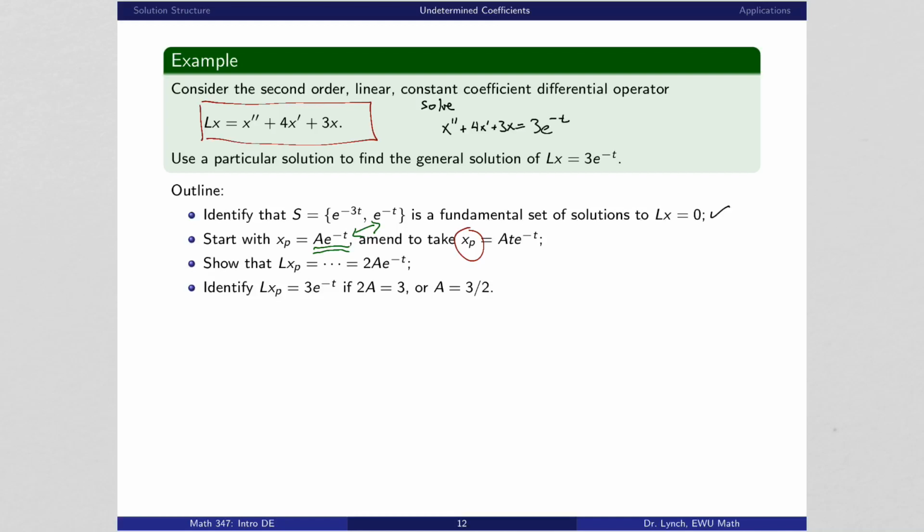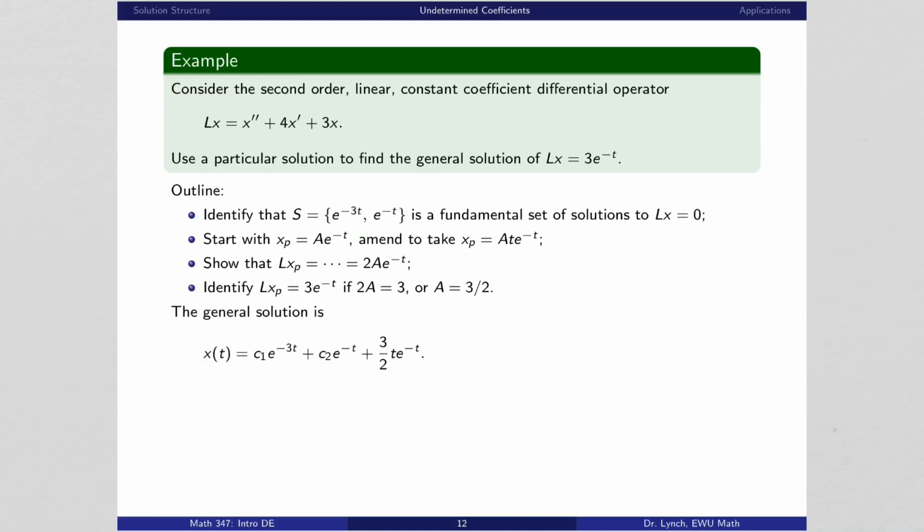Go ahead and plug that guess xp into our differential operator, hit it with L, and you'll find that you get out 2a e to the minus t. Now what we would like is to have Lxp equal to 3 e to the minus t. That tells us that 2a has to be 3, and if 2a has to be 3, then a has to be 3/2. So that is actually the particular solution of this equation. Xp is 3/2 t e to the minus t, which we can add to the corresponding solution to the homogeneous equation to get the general solution of the non-homogeneous equation.